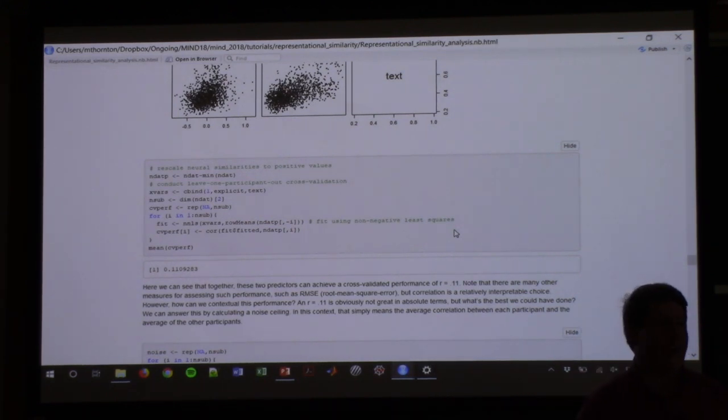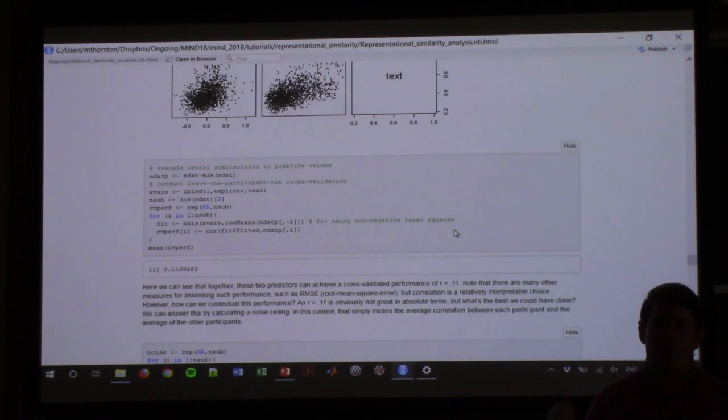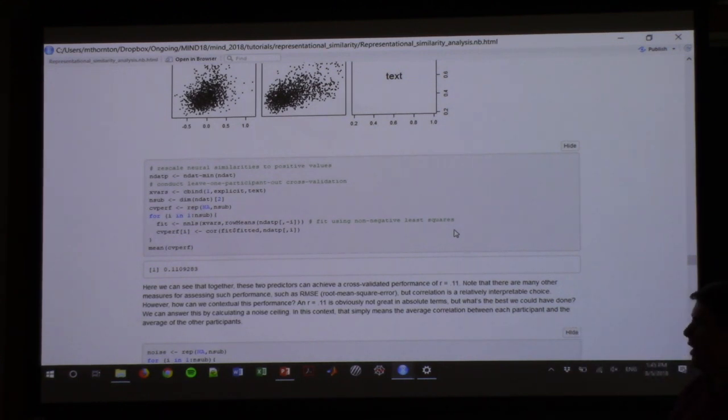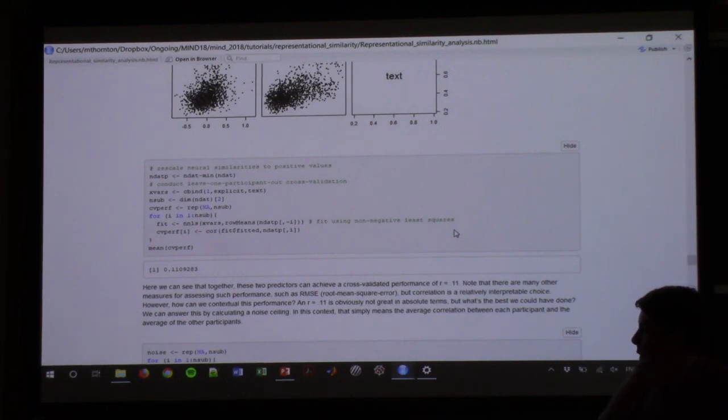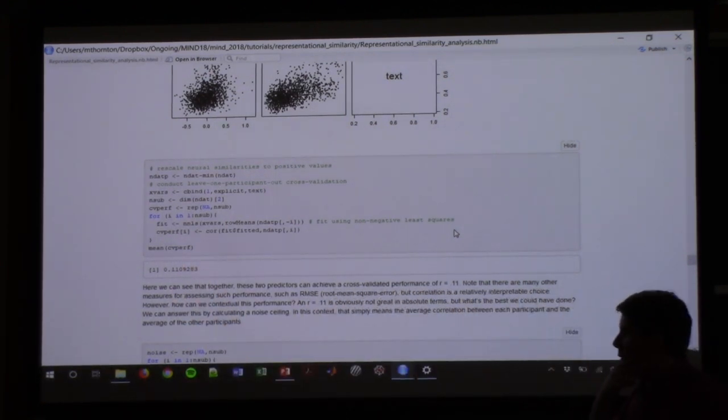A good example of that is in social psychology research, the cross-race effect, where target people who are of the same race are viewed as more different from each other if they're within your own racial category, and more similar to each other if they're in another racial category. So that would potentially elicit a negative correlation with this neural similarity measure. So we get this correlation here, which is just the mean cross-validated performance predicting neural similarity with these two things.